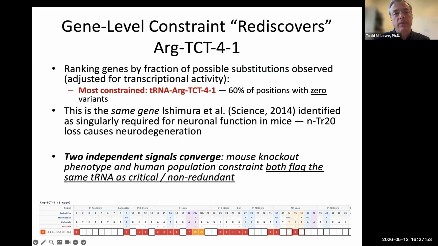So let me keep moving. Here on the bottom is just an example of what the data look like for the All of Us database, the Arg-TCT-4, which I've talked about. And we basically can annotate where we see variants and where we don't. So wherever you see one of these white boxes, there are 0 variants in the population, which tells you that those are probably strongly selected against.